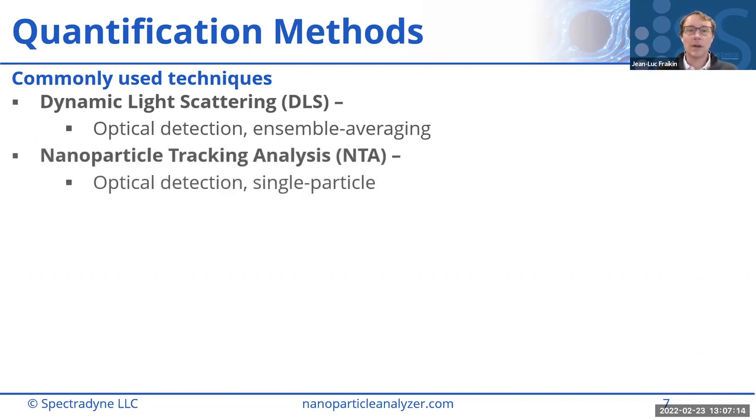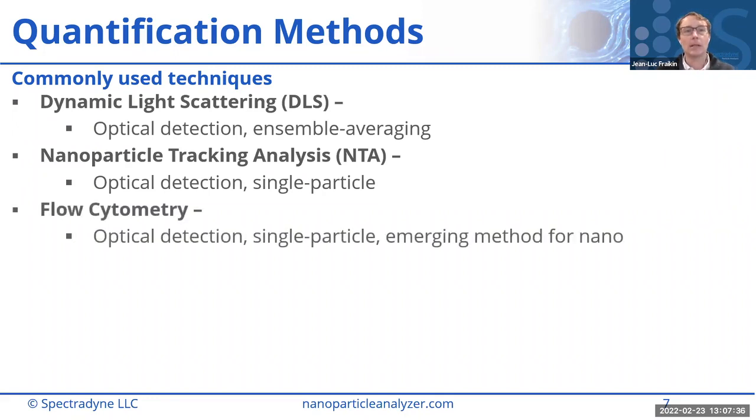One of the technologies that's very popular in the EV space, and really is a foundational technology for the whole field, honestly, is nanoparticle tracking analysis. This is another optical method. It uses similar principles to dynamic light scattering, but in this case, it's a single particle measurement technique, and that comes with certain advantages also. And more recently, there have been efforts to include flow cytometry as a technique for measuring nanoscale particles. And we'll talk about this one a little bit later too.